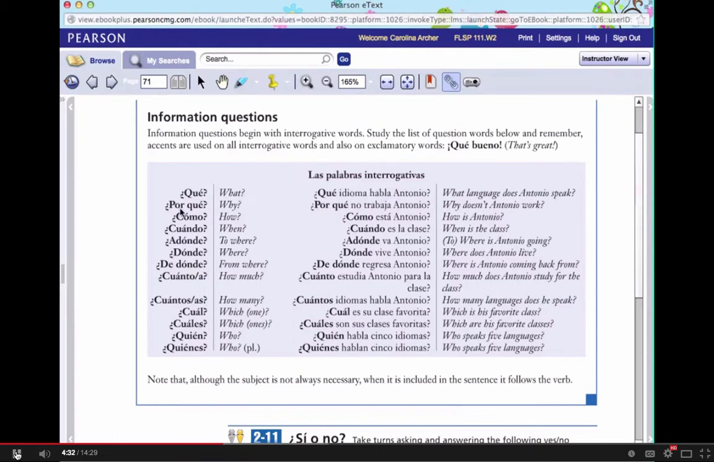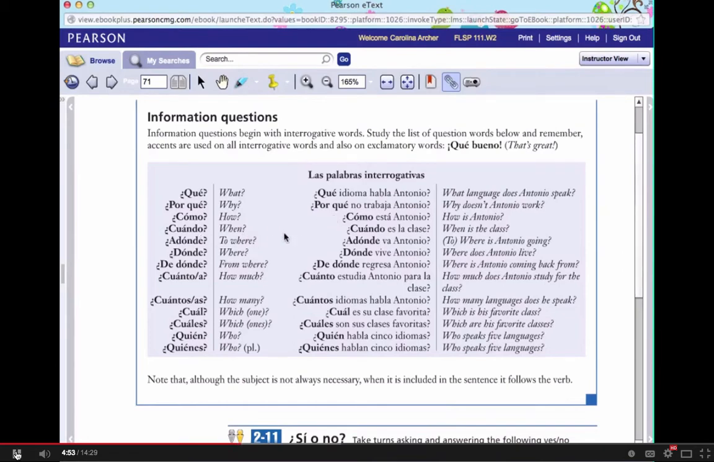¿Por qué? Why? And it's two words. ¿Por qué no trabaja Antonio? Why doesn't Antonio work? ¿Cómo? How? ¿Cómo está Antonio? How is Antonio?